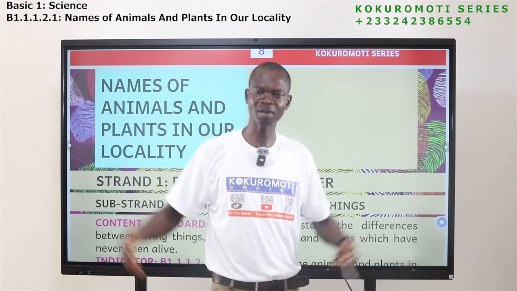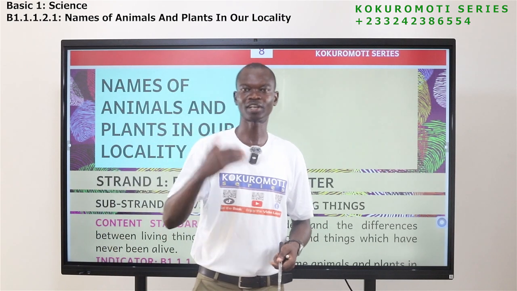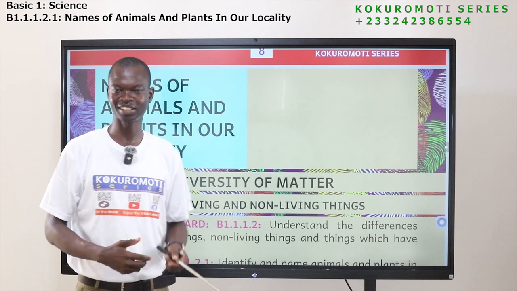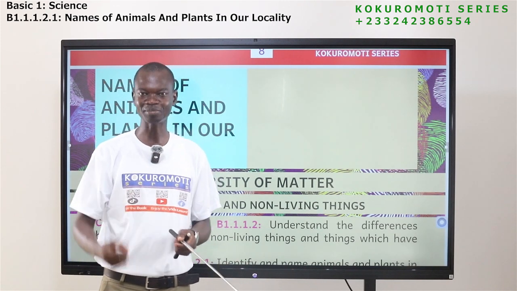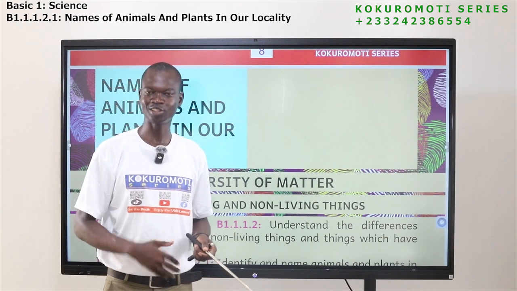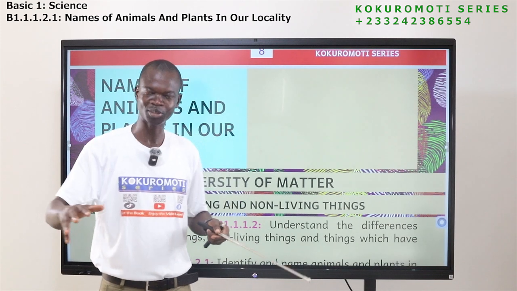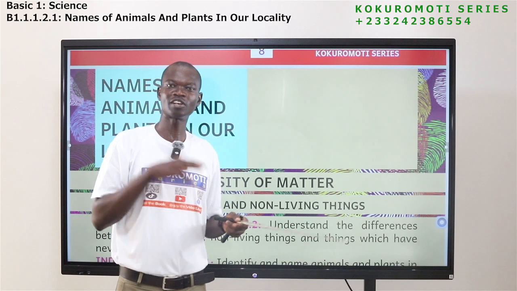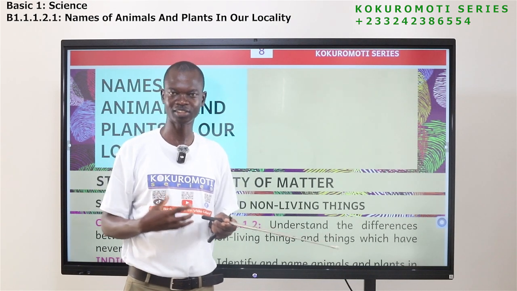So we have animals in our environment, the area that we live. We have animals there, we have plants there. They all have names. So today we are going to look at these animals, these plants, and the name that we use to call them, how we call them. Your area and my area are not the same. So how you call that animal might be different from how I call it. Do you get it?